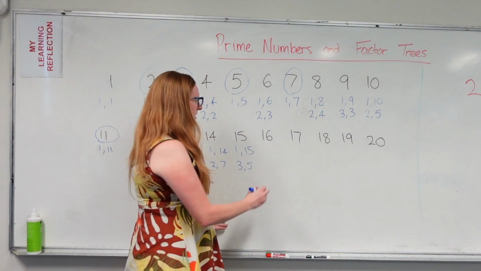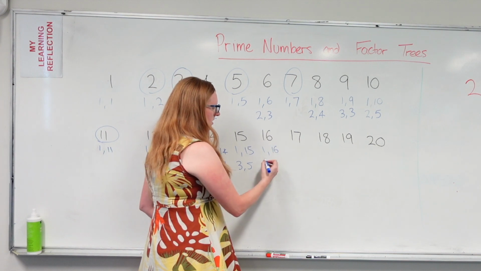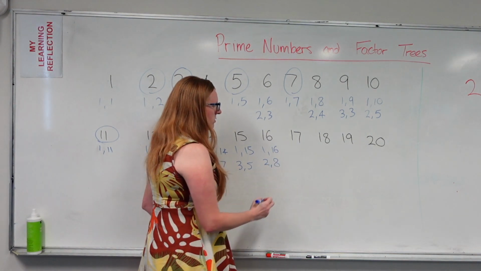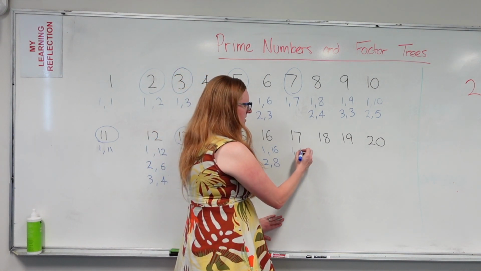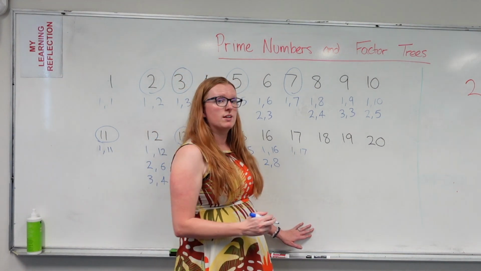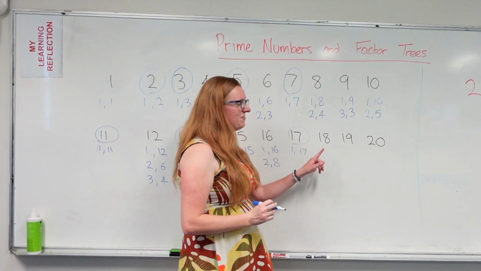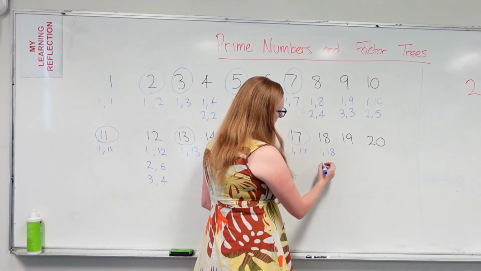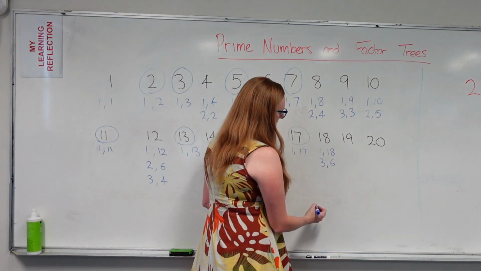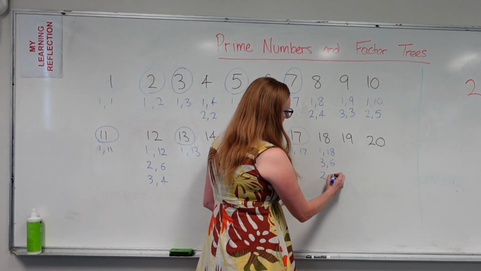Let's look at 16. I could go 1 times 16. I could go 2 times 8, which means it's composite. What about 17? I could go 1 times 17, or I could go nothing because it's prime. What about 18? I could go 1 times 18. I could go 3 times 6, or I could go 2 times 9.